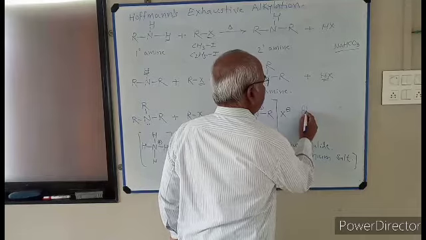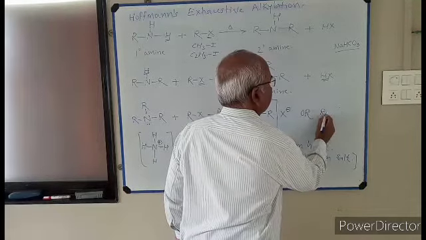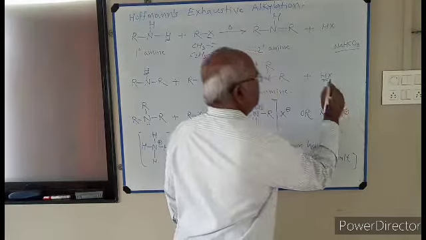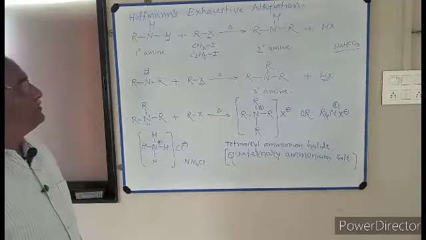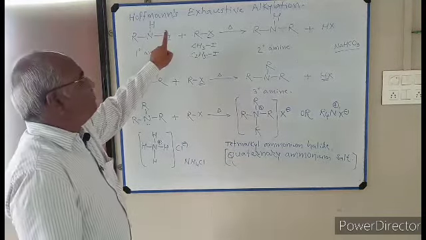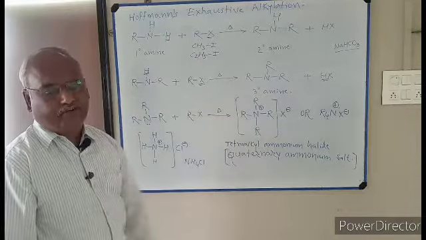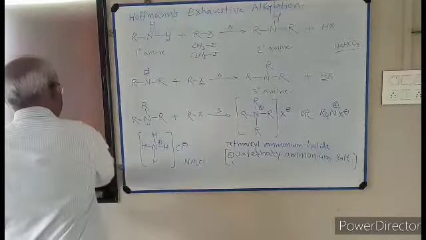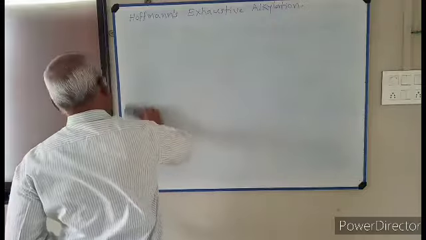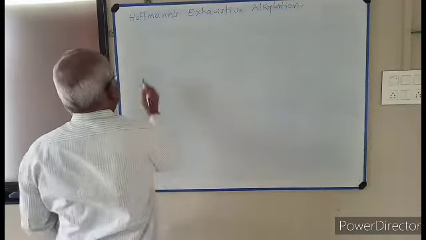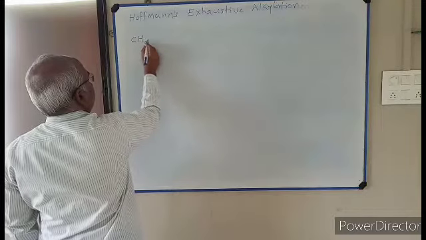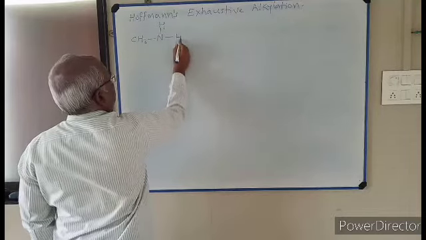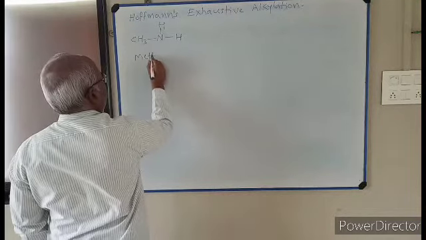This quaternary ammonium salt can also be written like this: R4N plus X minus. So this is Hofmann's exhaustive alkylation. Excess of alkyl halide is used. I explain. Here CH3-NH2. This is methylamine.